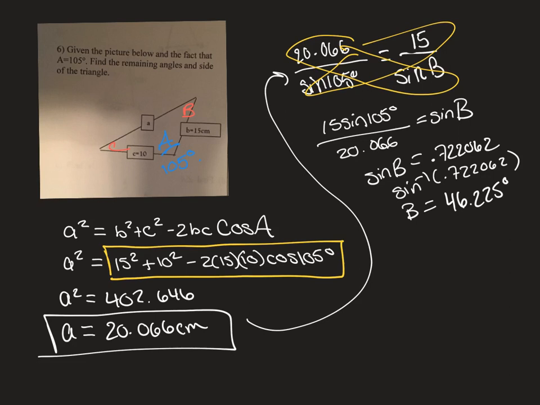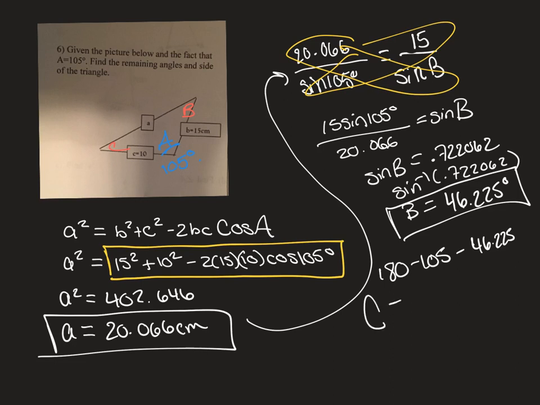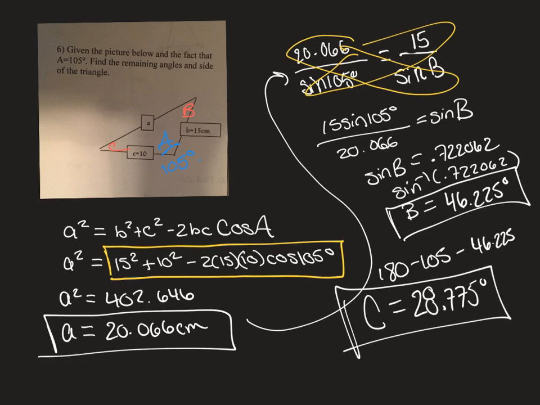And then I'm going to use my handy dandy trick again. 180 minus 105 minus 46.225 will find me big angle C, because that's the only angle I have left, and a triangle adds up to 180. And when you do that, you should get that angle C equals 28.775 degrees. Okay, one more problem to go. We got this, guys.